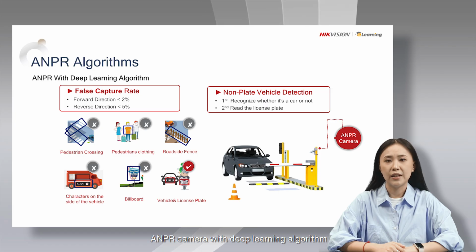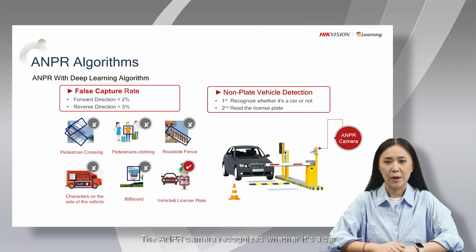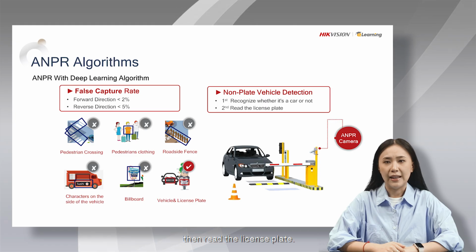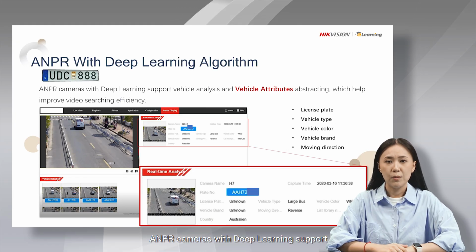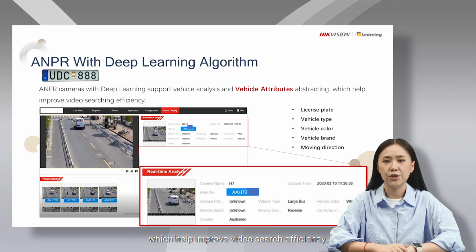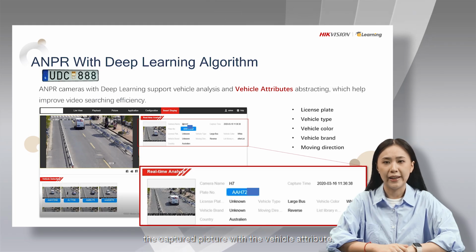An ANPR camera with a deep learning algorithm can detect a vehicle without a license plate. The ANPR camera recognizes whether it's a car or not at first, then reads the license plate. ANPR cameras with deep learning support vehicle analysis and vehicle attribute abstracting, which help improve video search efficiency. The camera can recognize not only the license plate, but also vehicle type, color, brand, and moving direction. We can check all this information from the captured picture with vehicle attributes.